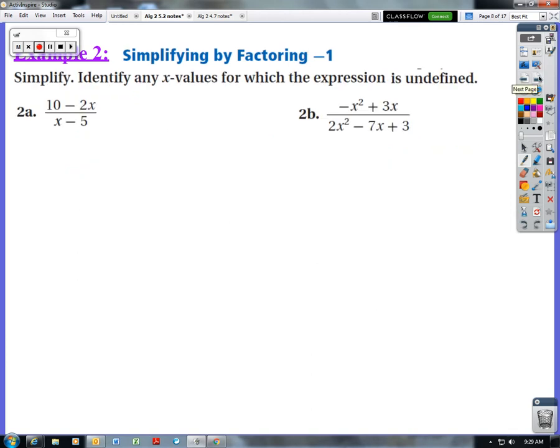So please practice these on your own. Okay, I see a GCF of 2. I'm going to factor out 5 minus x and take that 2 out. And then I've got x minus 5.